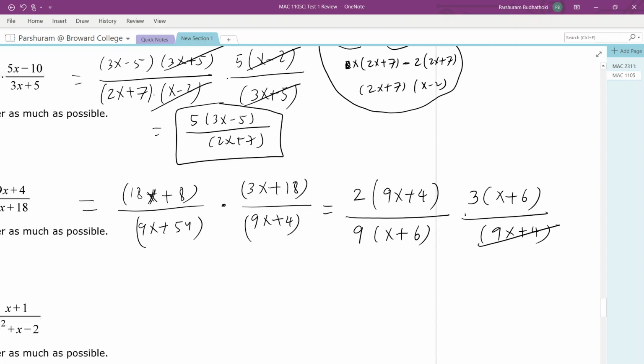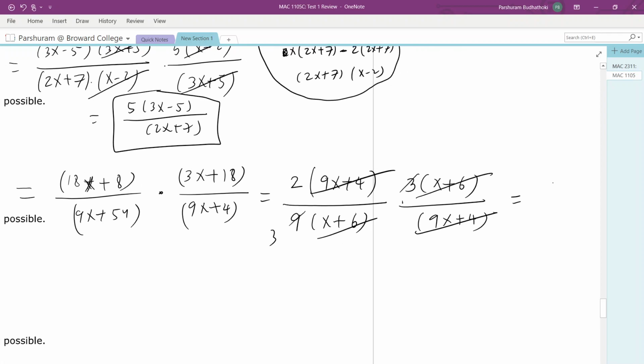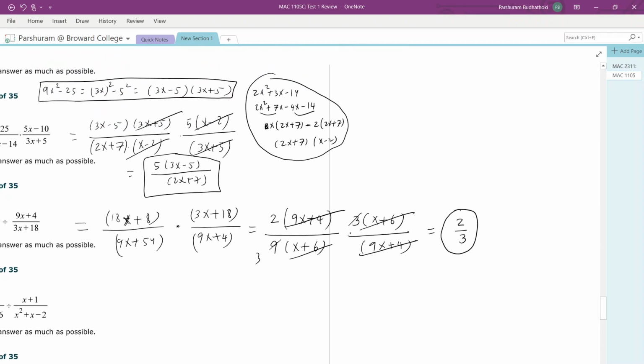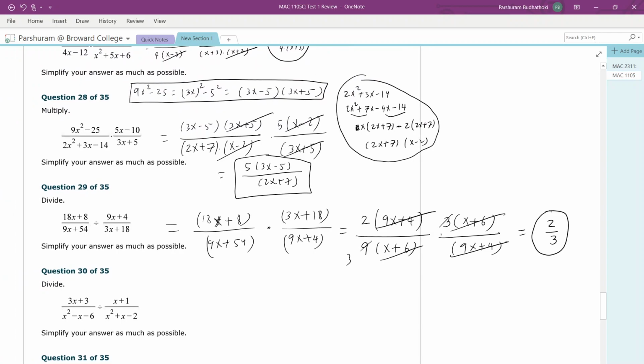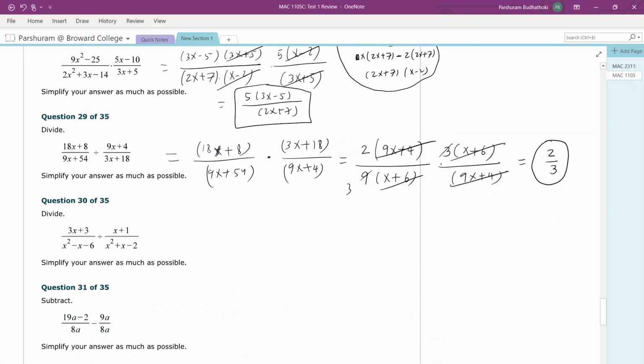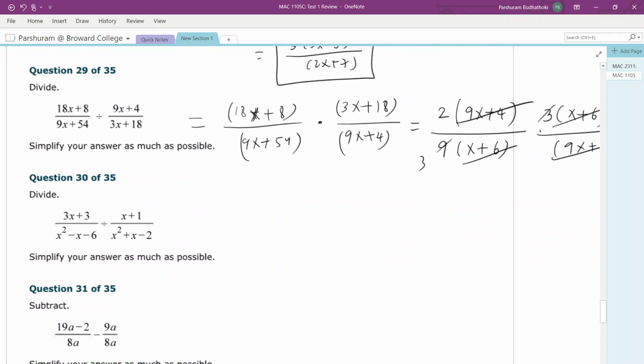So now we can cancel the common factors. So 3 times 3 is 9. And then the leftover is 2 over 3. So that is the division of these two rational expressions. We can do the same thing for problem 30.